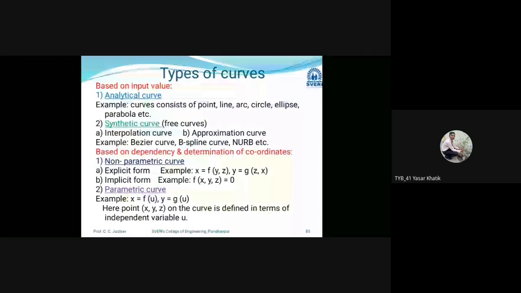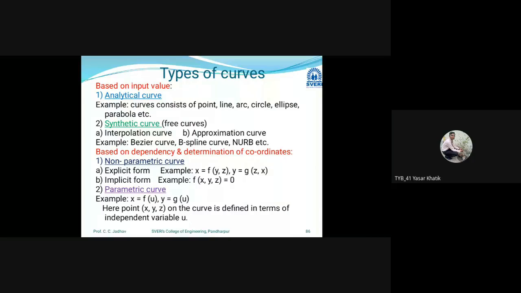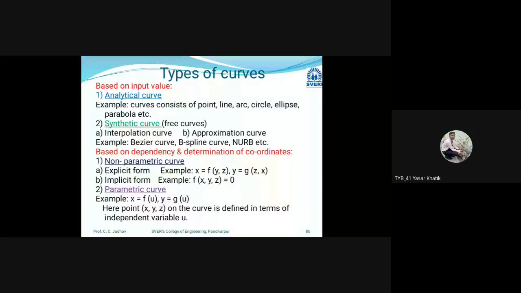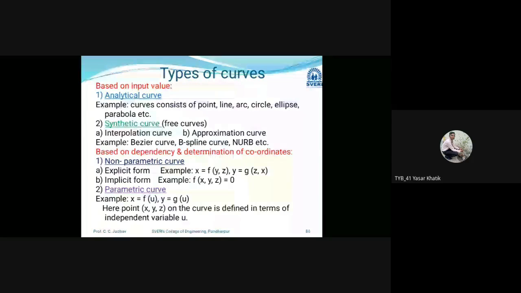And a synthetic curve means we use input data, and from that input data we draw the curve. That is called a synthetic curve, or we can call it a free curve. Free curves means we manage the profile of the curve by using local control points and global control points. That's why they are called synthetic curves, or free curves. In that we can see two types, interpolation and approximation. Examples are the Bezier curve, B-spline curve, and NURBS, that is the rational curves.